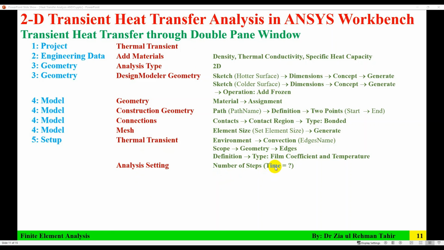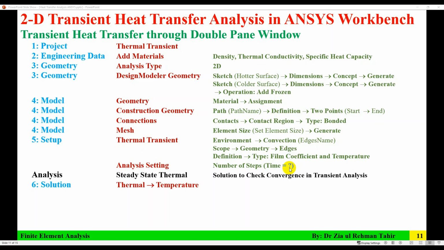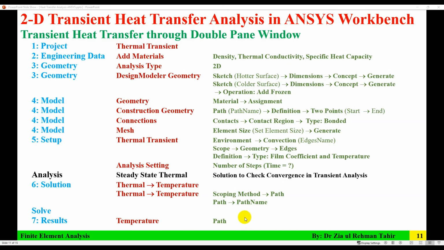In analysis setting, number of steps you need to define, and number of steps is your choice, or you can perform a steady state thermal analysis to see what solution you are getting, and then need to increase the time in analysis setting of thermal transient. So when the solution starts to converge, then you get the temperature contour plot of the whole body, and then along that path, and then finally solve it and get results about that path.